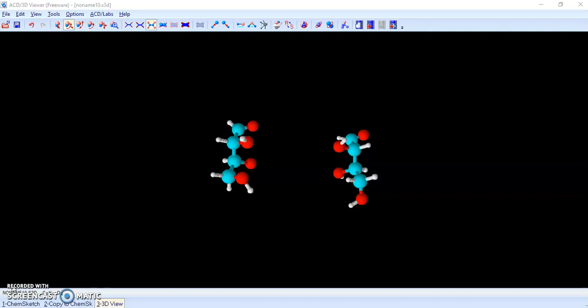So this gives you a little bit of an overview of the structure and how to recognize different parts of monosaccharides.